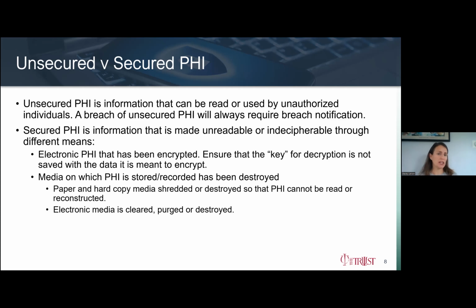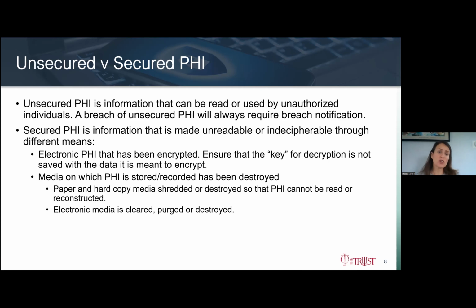Another way secure PHI can be made unreadable is through the way it's destroyed. For the media on which it's recorded, if you can verify that it's been destroyed, it's going to be unreadable. That means shredding paper and hard copy media, destroying it so that it cannot be read or reconstructed in some way. This might not mean using a black marker, because sometimes people can hold it up to light and see. So shred it or destroy it in some way that it just cannot be read.